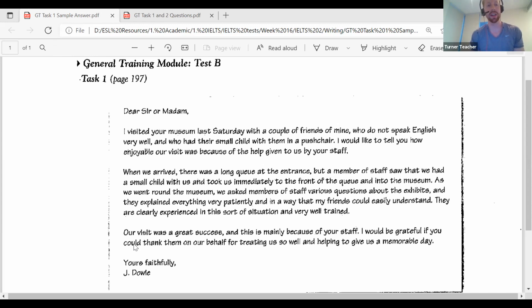Okay, so guys, what are we including in paragraph 2? The situation or the content? A member of staff helped. So what's the difference between the introduction and paragraph 2, the middle paragraph?